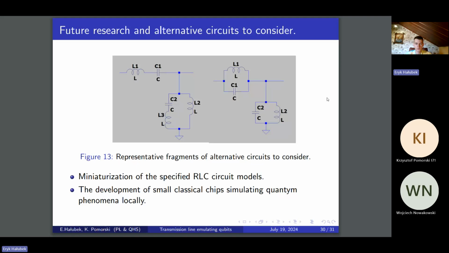And we will be focusing on the miniaturization of our circuits, and maybe in the future also development of small classical chips simulating quantum phenomena locally.